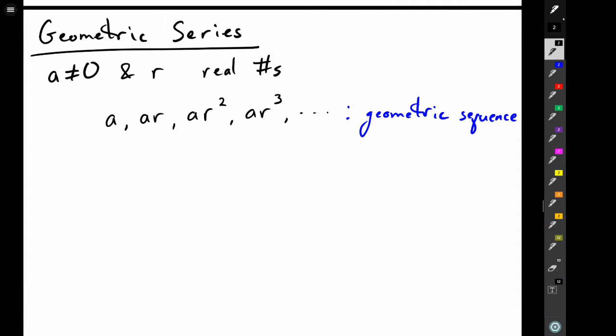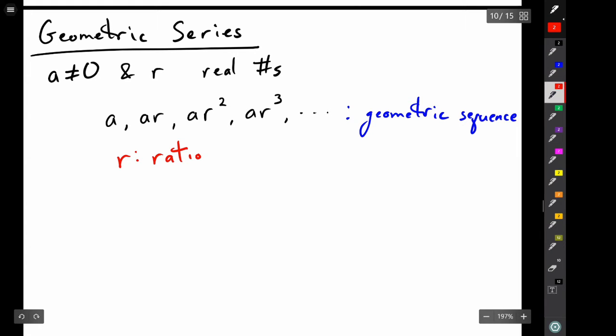What we have here is this number r. This is called the ratio, because if we take two consecutive terms and divide them, the ratio of that is r. This is the ratio of one term to the next.